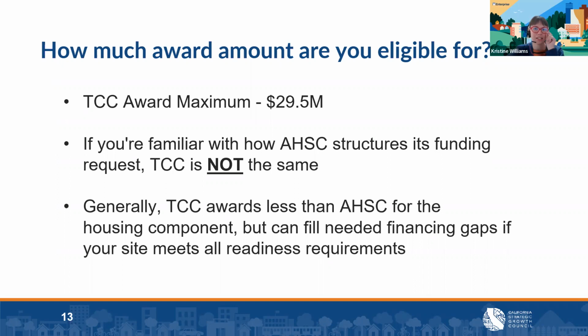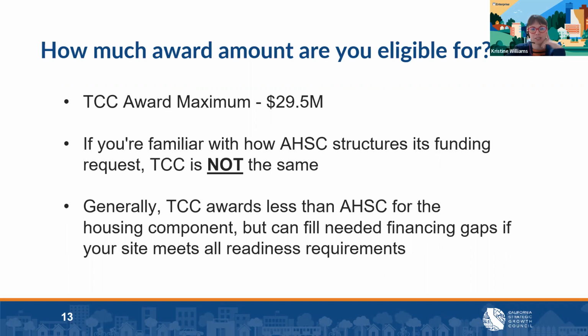So this slide sort of talks you through how to think about your funding request as it relates to your housing site. You'll recall, it's been mentioned a couple times, AHSC is a single component within your overall TCC application. So it is not going to be the only capital project you'll be asking for funding for. And therefore, you need to think about your funding request for that housing project as being below that $29.5 million award limit, because that will be intended to fund more than just the housing site.